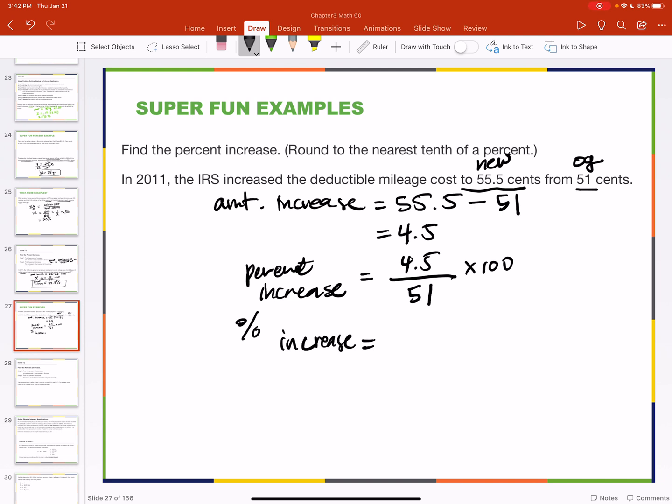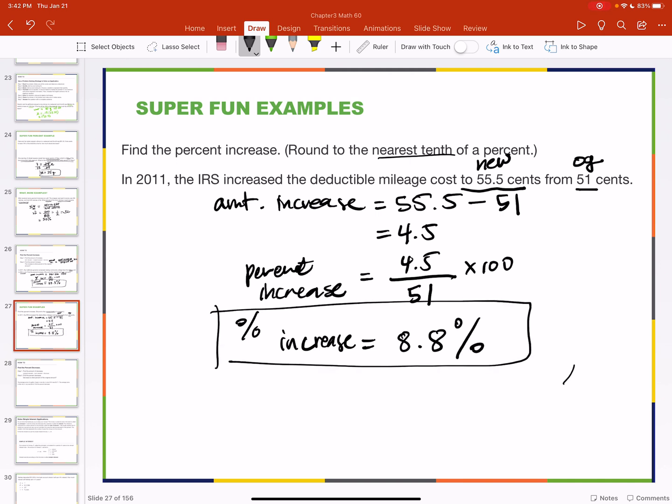So we have 4.5 divided by 51, okay? And then times 100 to change it to a percentage. And it says round to the nearest tenth, so that's going to be 8.8%, okay?